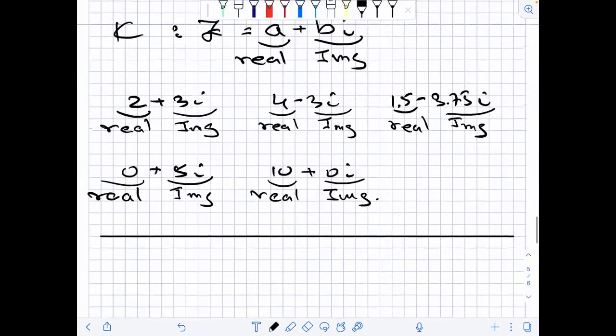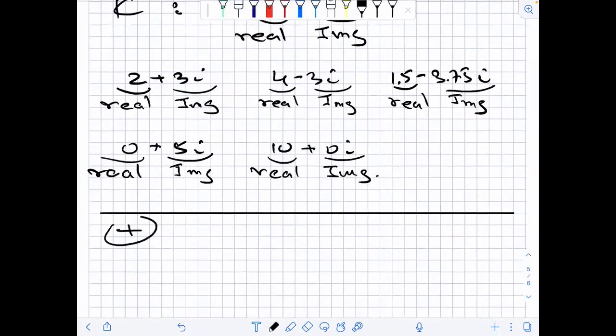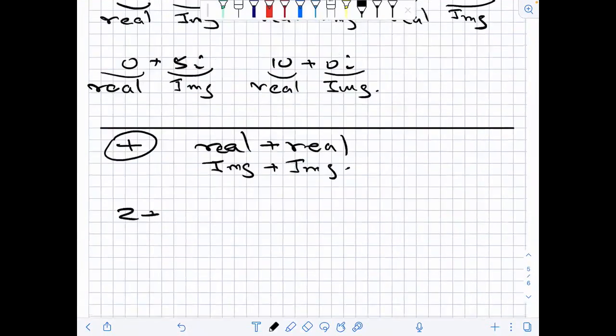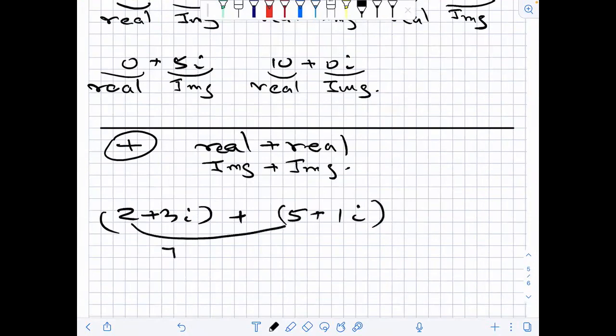Okay, so what can we do with complex numbers? We can do everything we can do with real numbers. We can add. How do we add? We add real to real and imaginary to imaginary. Okay, so let's see how we do that. So let's say my first number is 2 plus 3i, and maybe I want to add it to 5 plus 1i. I said we add real to real, so 2 plus 5 makes a 7. And I add imaginary to the imaginary, so 3i plus 1i makes 4i.